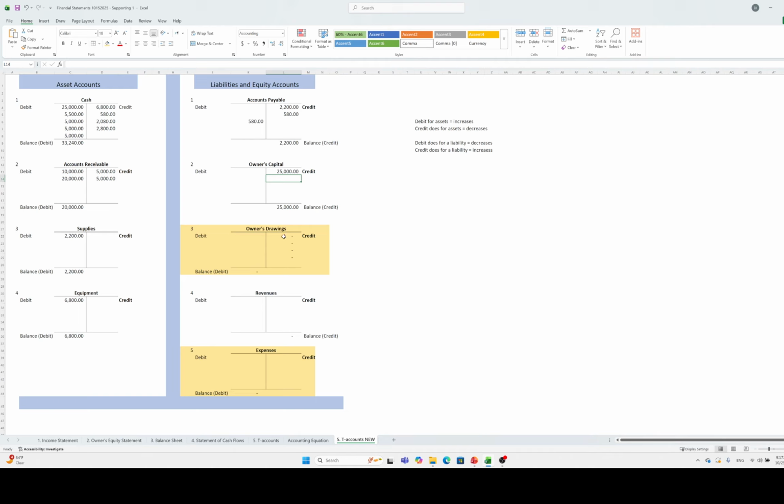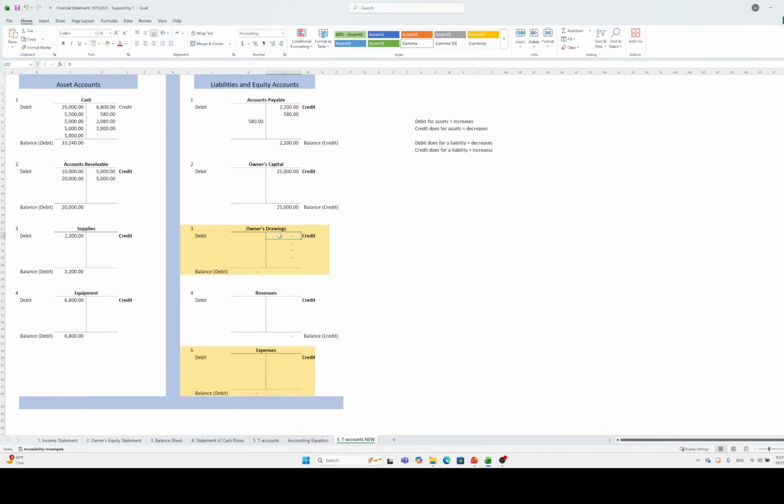Then we've got owner's drawing, so just pay attention. The color is the color of owner's drawings, and expenses are different because they're a little bit different. So basically when the credit decreases and debit increases, this is something you need to understand for owner's capital. It's the same for expenses. So debit increases expenses and credit decreases.